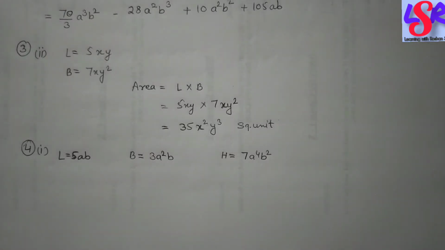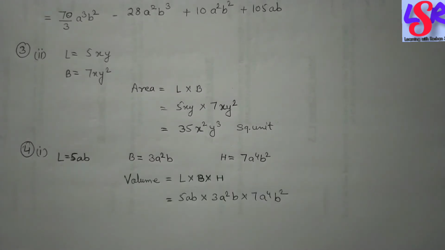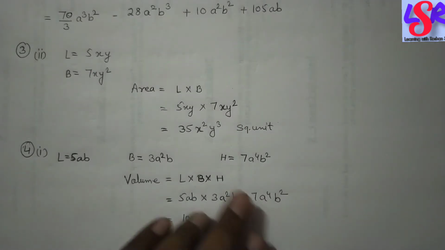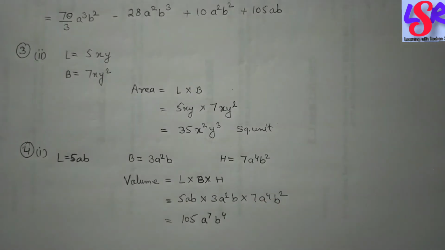Now let's see question number 4. In this question, we have to find the volume of a rectangular box with the following length, breadth and height. Here the length is 5ab, breadth is 3a square b, height is 7a to the power 4 b square. And we have to find the volume of the cuboidal box. And we know the volume of cuboidal box is length into breadth into height. Now we are going to place the values of length, breadth and height. Then we will get the product of these all. 5 into 3, 15, 15 7s are 105. Then we are going to add the powers of a, that is 1, 2 and 4. And in all it will be 7. And then b to the power 4.